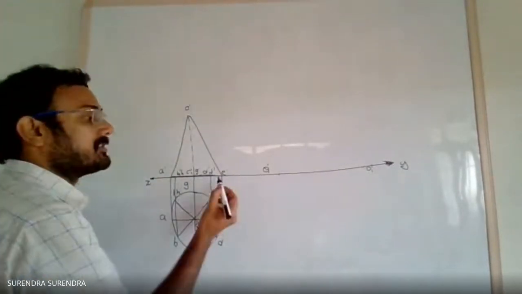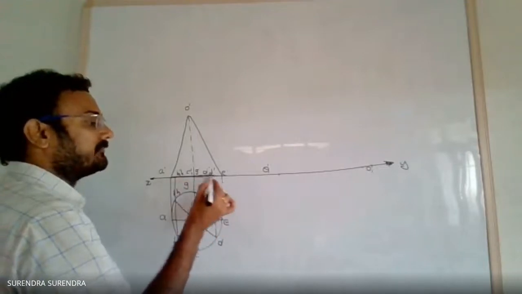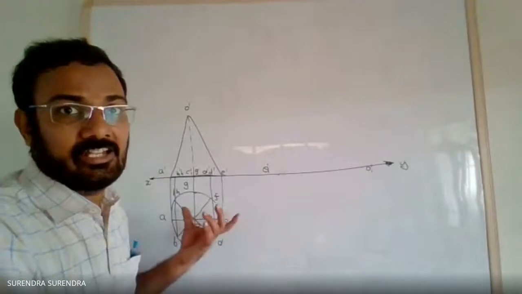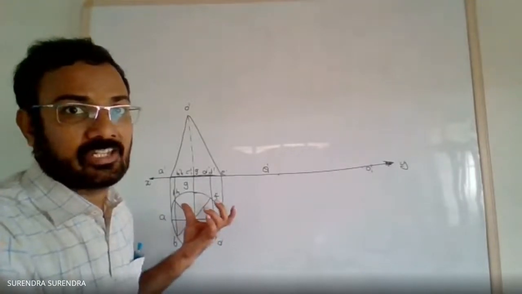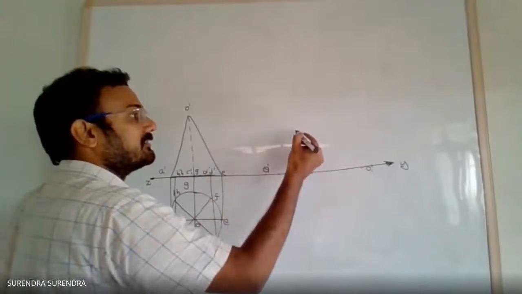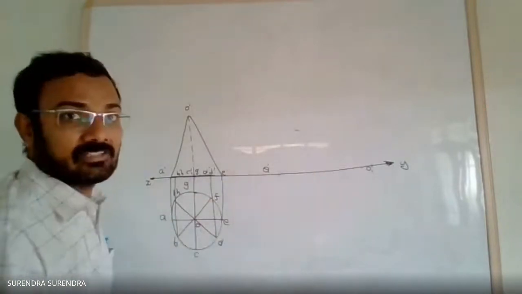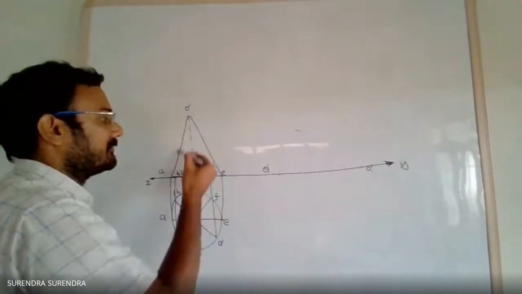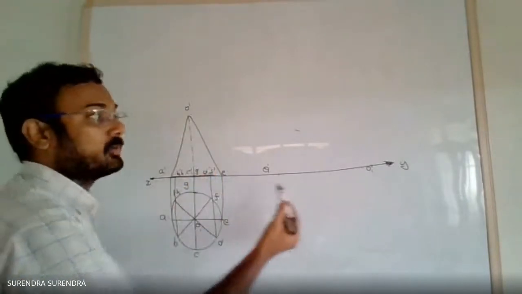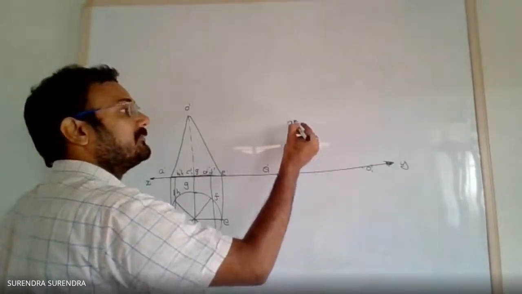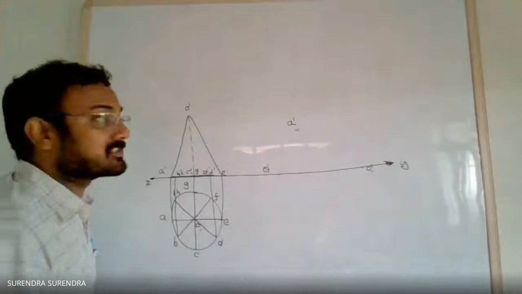Now, measure the distance from E to A. It is nothing but the diameter of the given circle. With E as center, draw an arc. Now, measure the distance from O to A. With O as center, draw an arc. We'll get the point A1 dash.